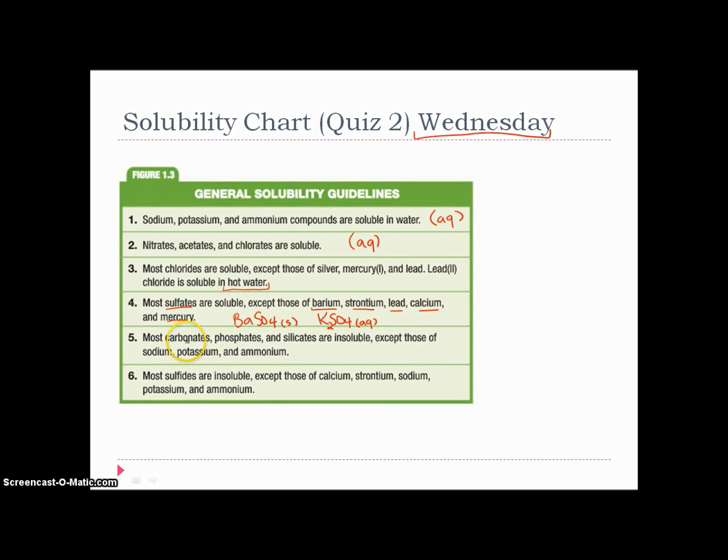And then most carbonates, phosphates, and silicates are insoluble. So that means they're always going to be solids, except those of sodium, potassium, and ammonium. So back up to this one, because it says all things bonded with sodium, potassium, and ammonium are aqueous, even when they're bonded with carbonates, phosphates, or sulfonates. So when you have sodium carbonate, that is going to be aqueous. However, if carbonate is with anything else, it's going to become a solid.